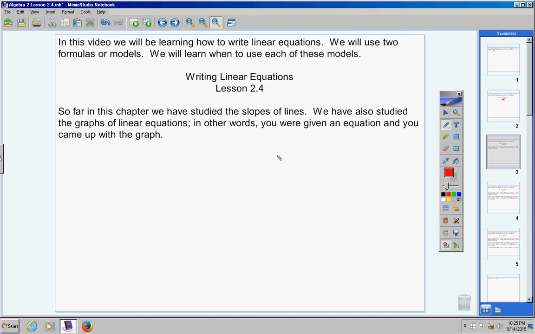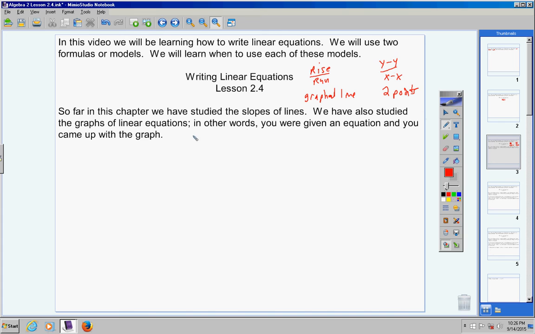We also studied the graphs. Let me back up. We have studied the slopes of lines. We learned two ways to find the slope of a line. You can use rise over run. And when do you use that? When there is a graphed line. We've also learned to use y minus y over x minus x. When do you use that? When you're given 2 points. We've studied that. Do you see how it's all tying together?